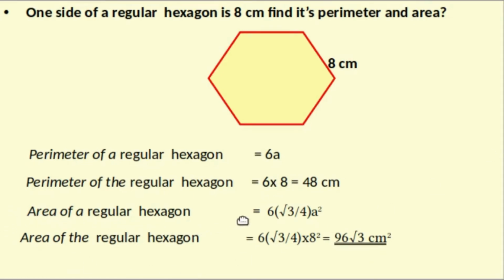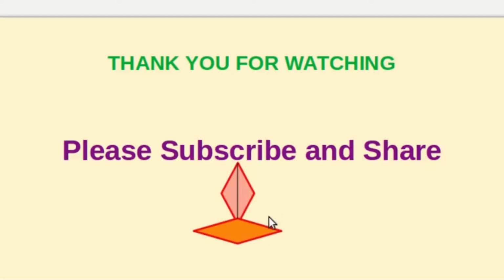Area of a regular hexagon equal to 6 into root 3 by 4 a square. Here area of the regular hexagon given equal to 6 into root 3 by 4 into 8 square, that is equal to 96 root 3 centimeter square. Let us stop this discussion here. We can discuss more examples in the next video.